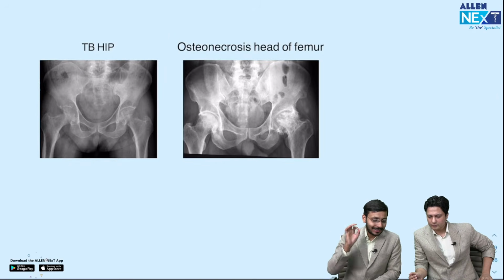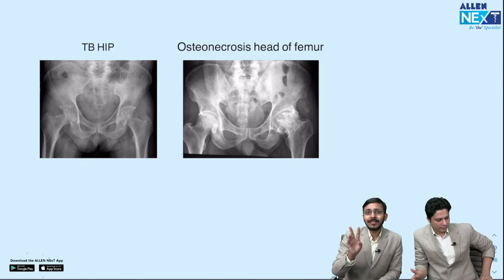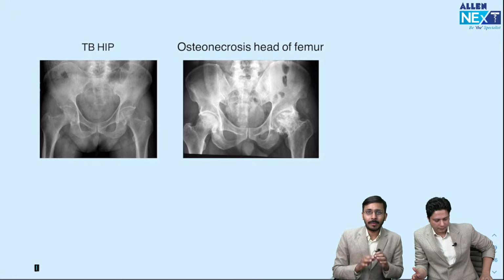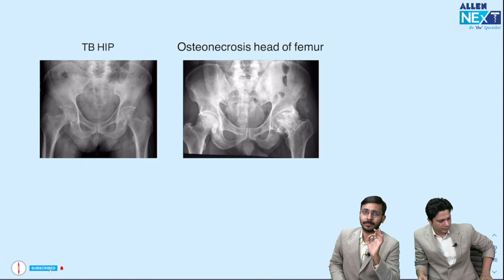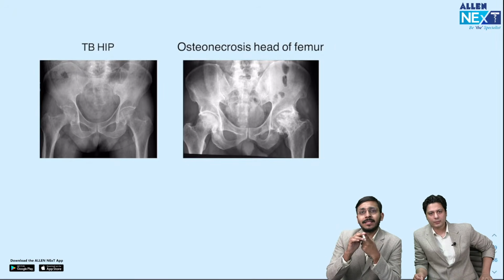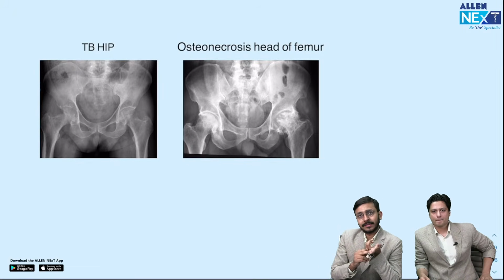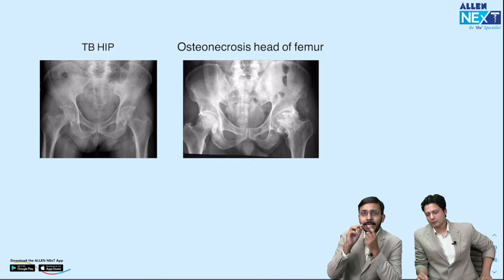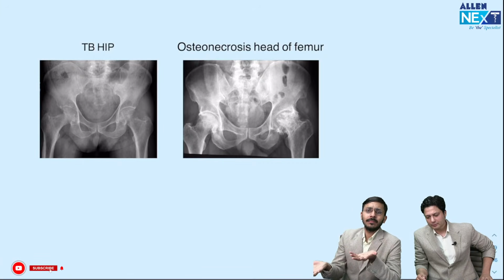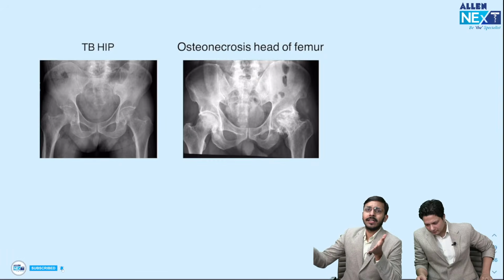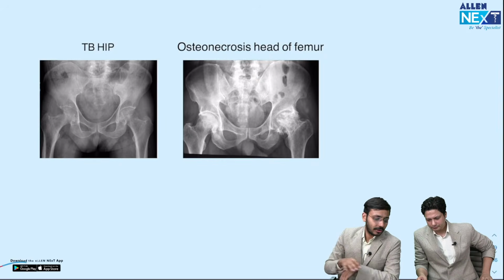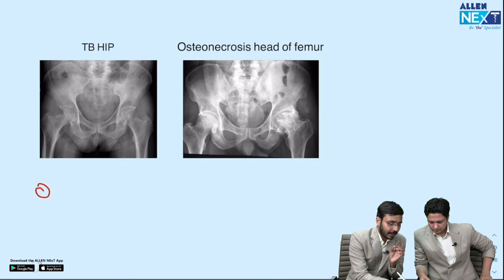Now, two important differences, just two words I will say, which will help you remember the question: in TB hip, you look at the bone mineralization and you look at joint space. TB hip is an infectious condition, a long-standing infectious condition with secondary inflammation. So there will be osteopenia.